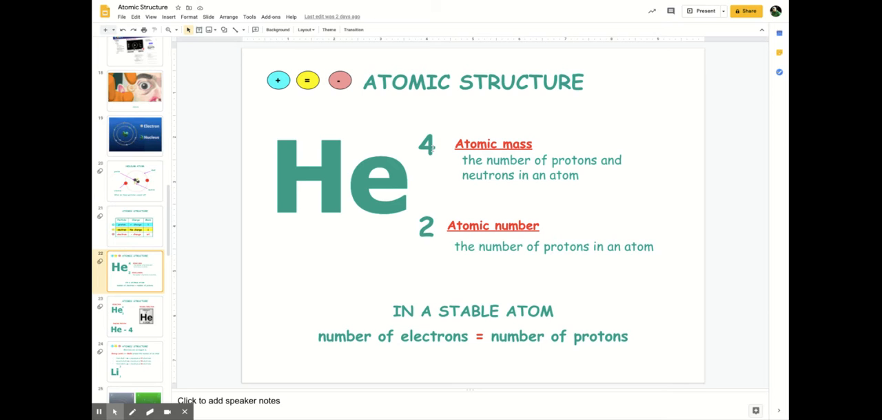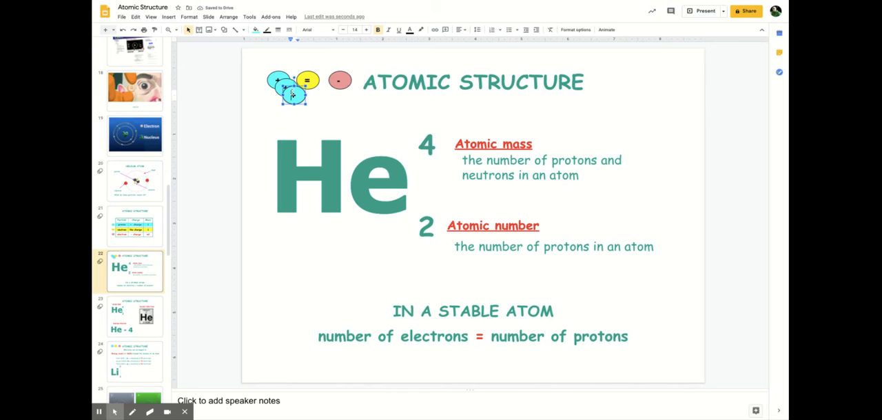Now, if you look up at the periodic table, it's going to say something like 4.002. That's the average atomic mass, and we'll get into what that is. But for right now, we're just going to round it to 4. The atomic mass is made up of protons and neutrons, while the atomic number, or identification number, specific only to helium, is 2 protons, because protons are kind of like the identification number of an atom.